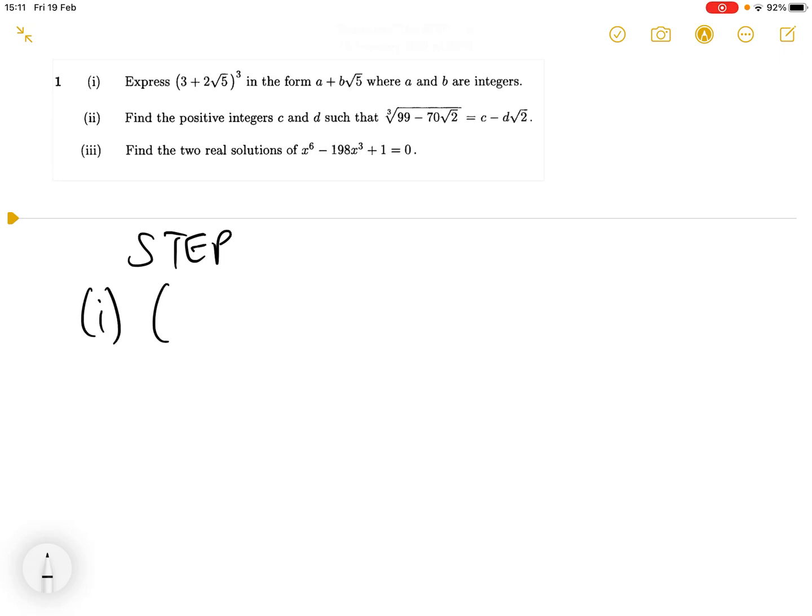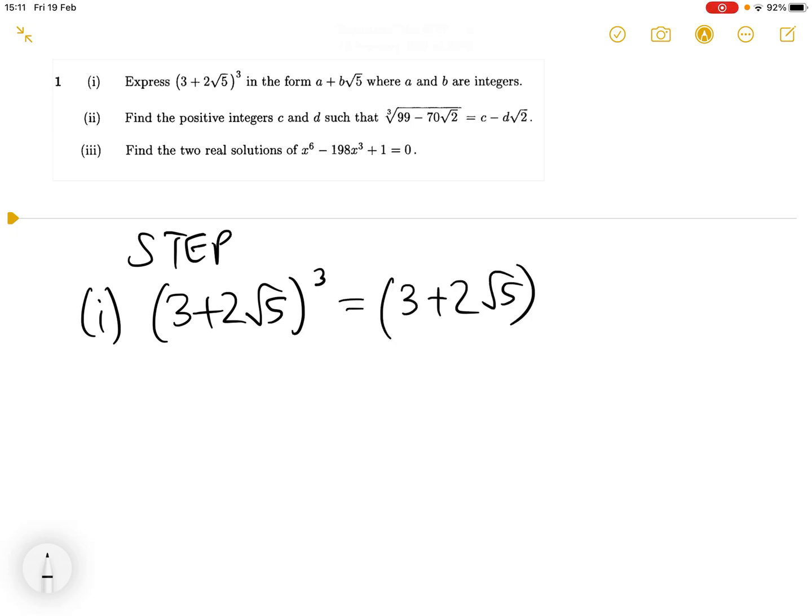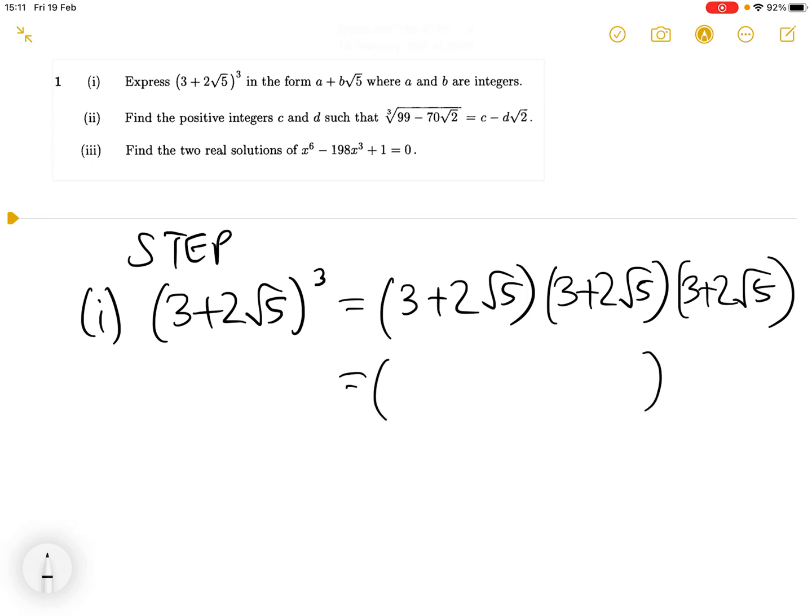Okay, so part 1, well, we've got this. So we just need to expand the brackets. And there is a method that speeds this up a little bit, which is something called the binomial theorem, but I don't have time to go into that today. So I think what we'll do is just expand the 3 brackets. So notice for the first two, 3 times 3 is 9, and 2 root 5 times 2 root 5 is 20. So this is 29 plus 2 lots of 6 root 5, so 12 root 5.